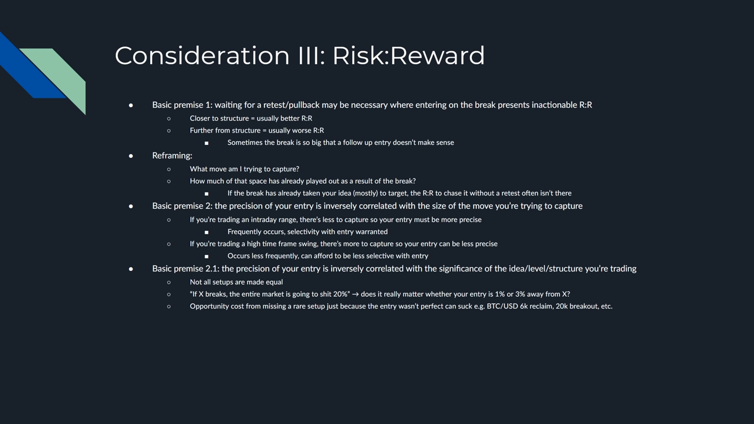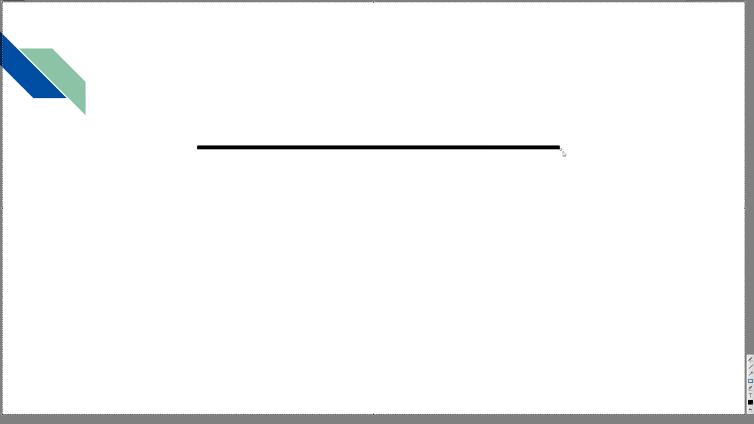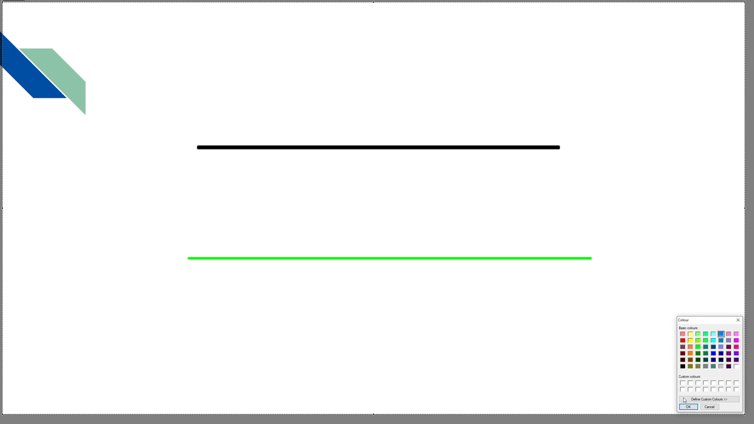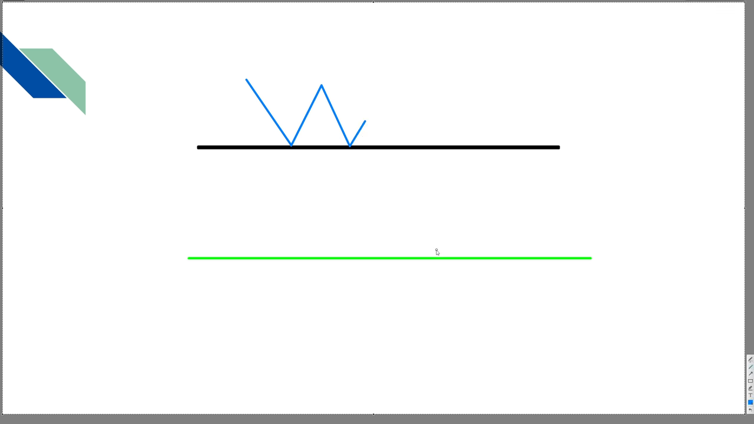break? If the break has already taken your idea mostly to target, the risk reward to chase it without a retest often isn't there. So in those cases, the market makes it really clear whether you wait for a break or the retest. You obviously have to wait for the retest because the break trade simply isn't available, right? So if we redraw that same example, whereby this is the level, this is our take profit, and then we'll have our market in blue. Again, support comes in, weak bounce, and your plan is to sell this level into the green level.